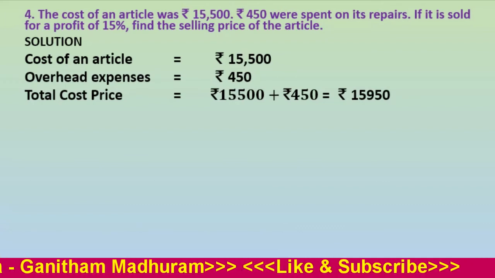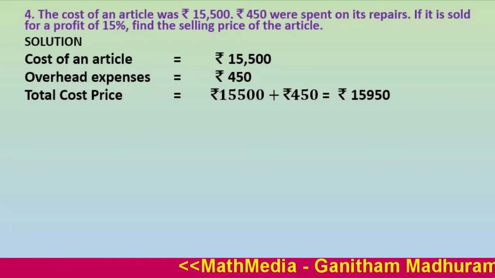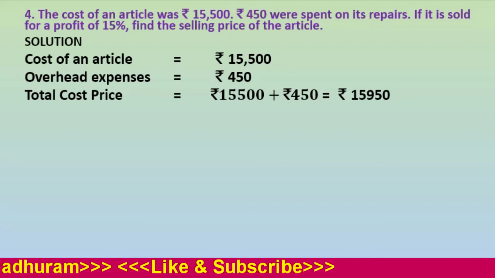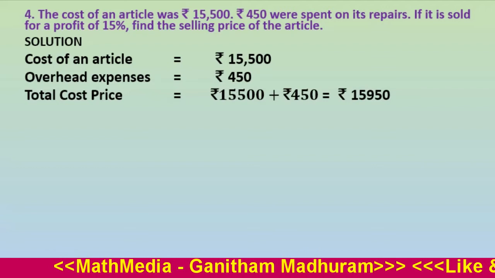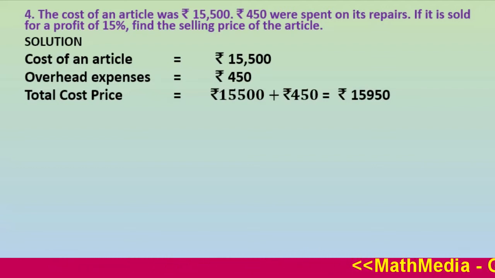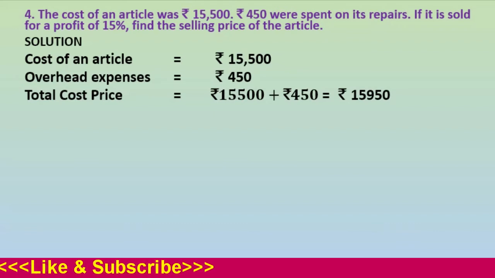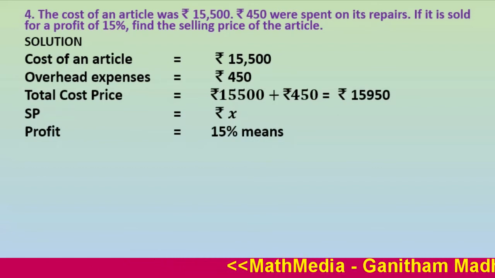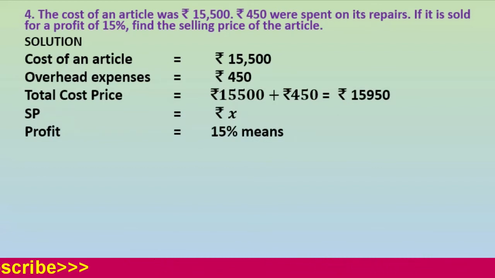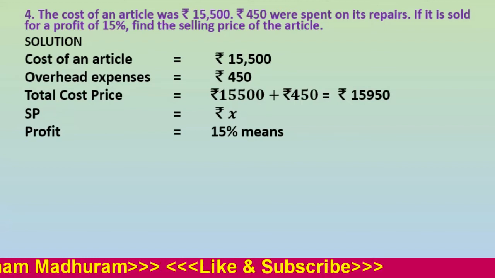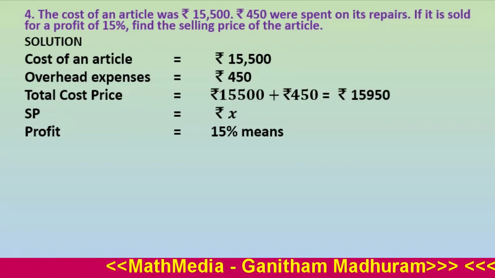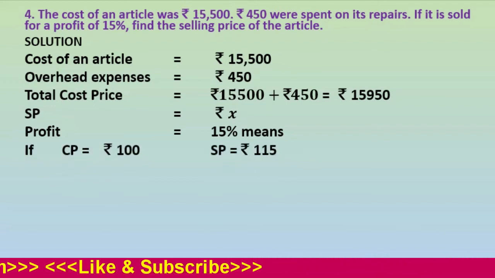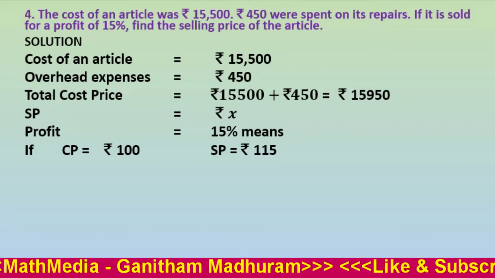Wherever percentage is given, I am solving this by using cross multiplication method because it is easy to find the answer. You can solve it by formula also. Here we are solving by cross multiplication method. So we can write profit equal to 15%. We have to find the selling price that we don't know, so we give it as rupees X. Profit 15% means what? Yes, if CP equal to rupees 100, SP equal to rupees 115.